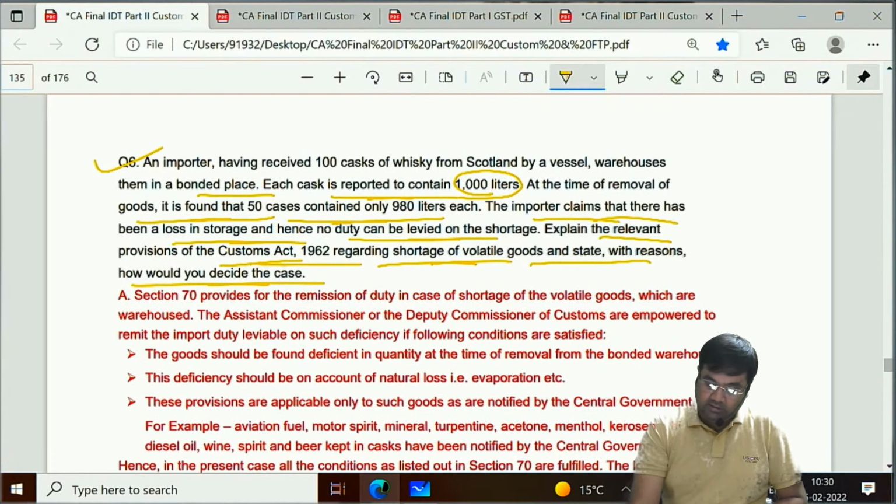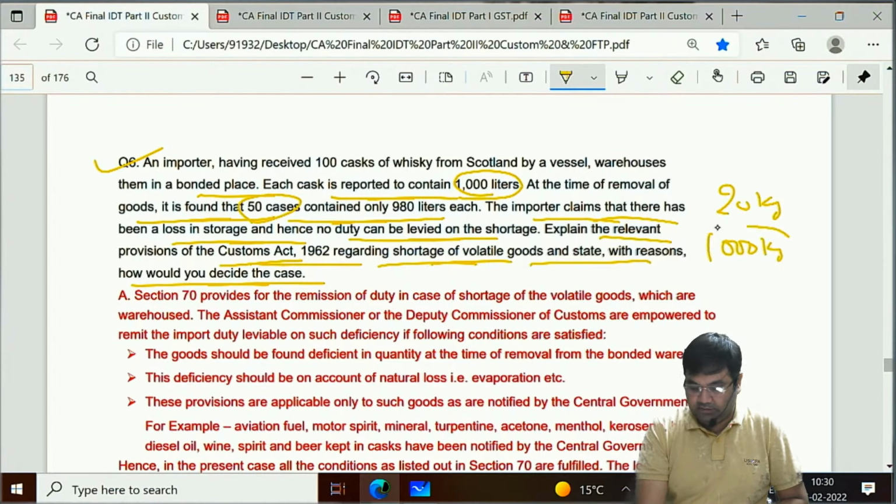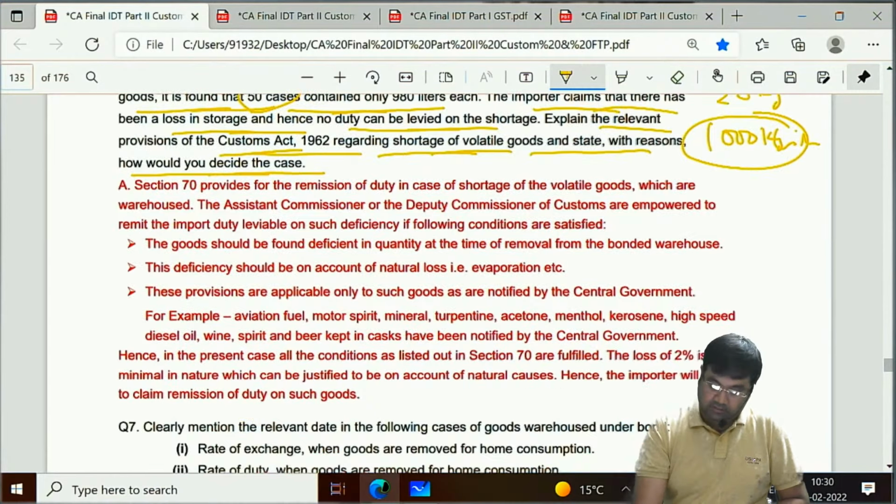The loss is 20 liters into 50 casks, correct? So there is going to be 1000 liters, 1000 liters out of 1 lakh liters.